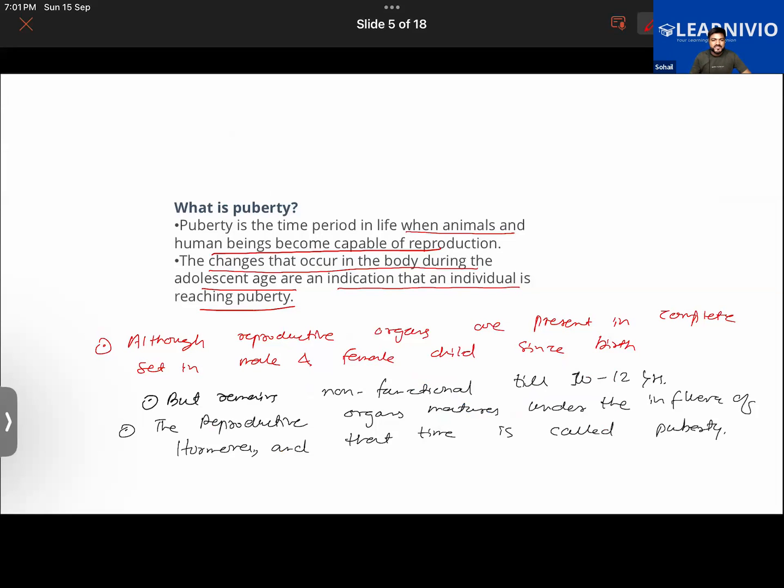Also, this puberty will be a period of several years in which rapid physical growth will be occurring that will lead to sexual maturity. And in fact, puberty is the time when a child's body starts to change into an adult's body. Furthermore, we get to know that puberty will tend to start earlier in the case of girls, basically females, as compared to males.